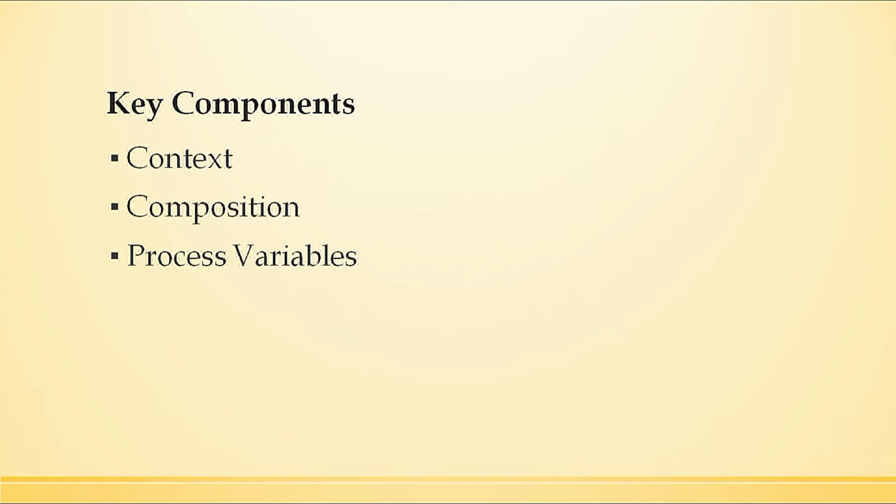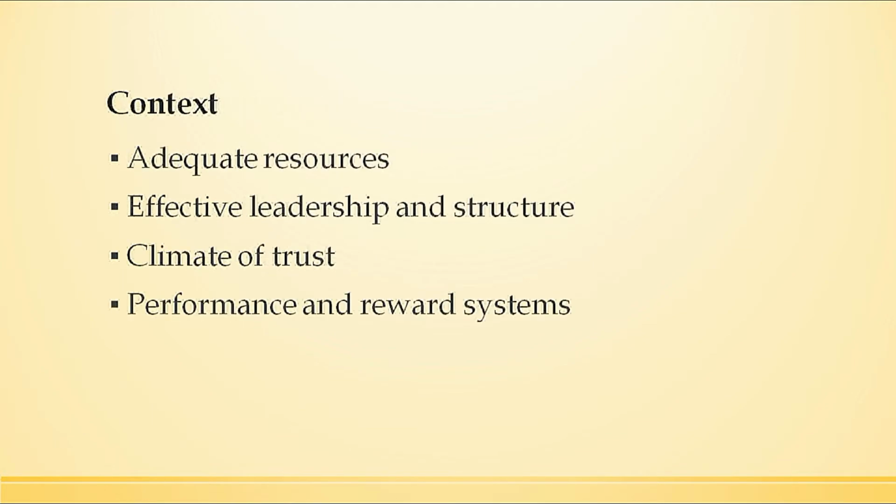Now, what do I mean by team effectiveness? In this case, effectiveness is measured by the team's productivity, the manager's rating of the team's performance, and the aggregate measures of member satisfaction. First of all, the four contextual factors most significantly related to team performance are adequate resources, effective leadership and structure, climate of trust, and performance and reward system.